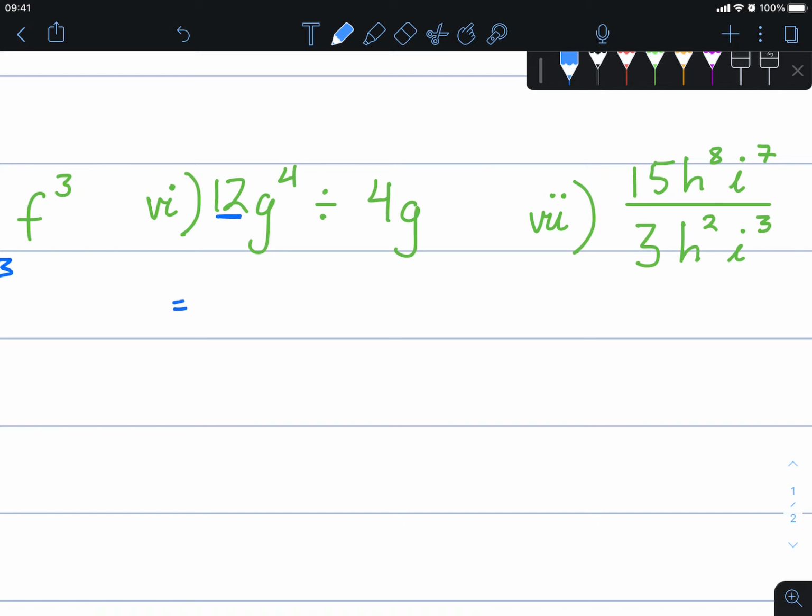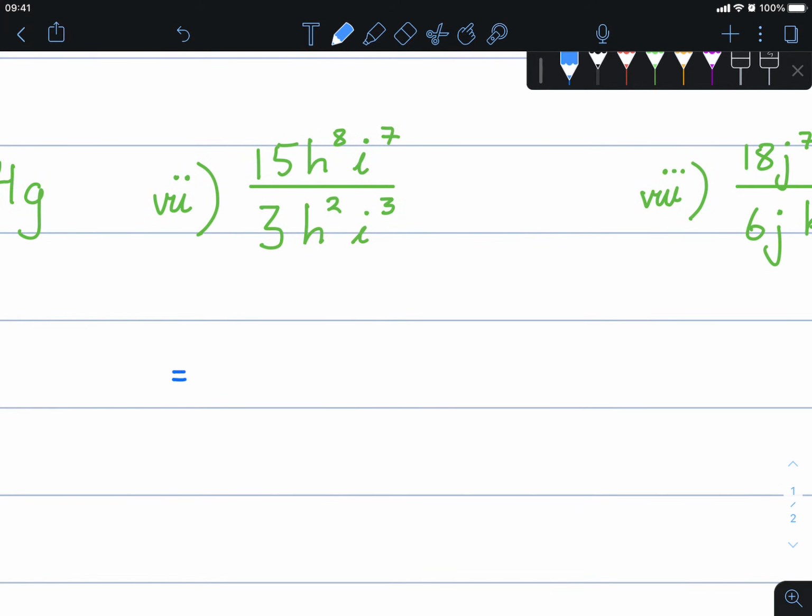Even with this, we have numbers dividing first. So 12 divided by 4 is going to be 3. g to the power of 4, so it's going to be a g here, and it's going to be 4 take away the 1, so that's going to be g to the power of 3.